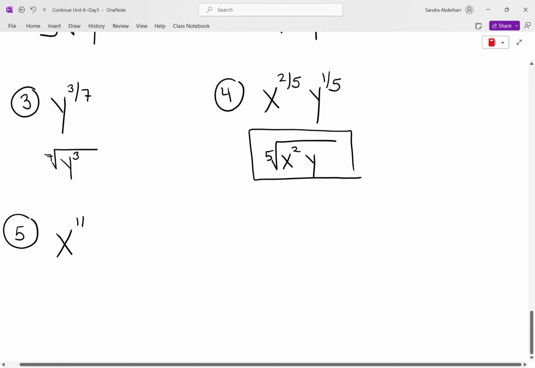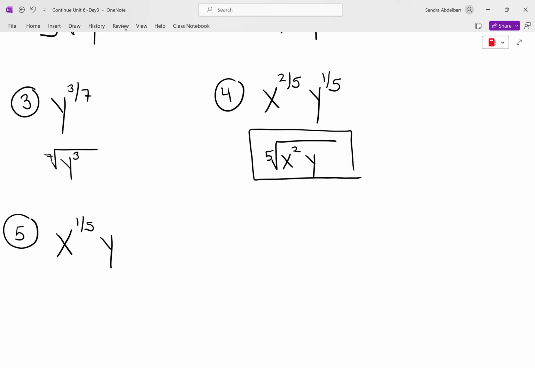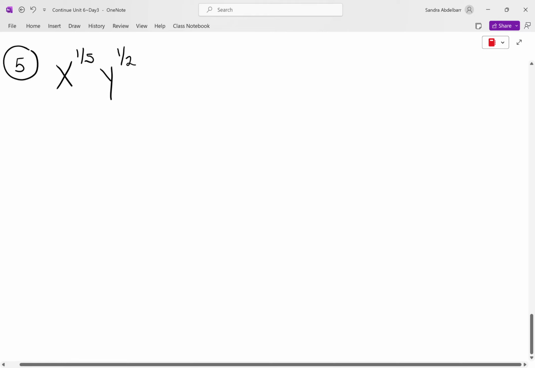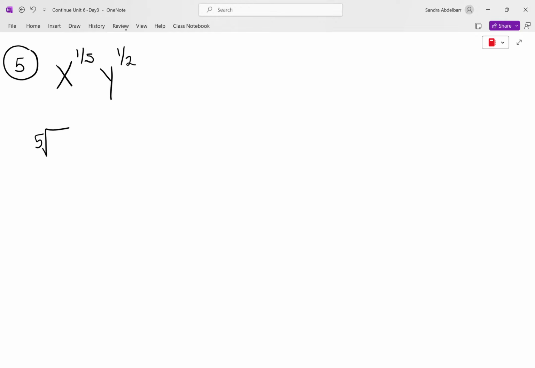Now let's see what happens when they don't have the same index. So this is really the biggest advantage of using exponential versus radical. Because right now, if I had the 5th root of x times the square root of y, there is nothing we can do with it in radical form. It's a different index. I cannot multiply.